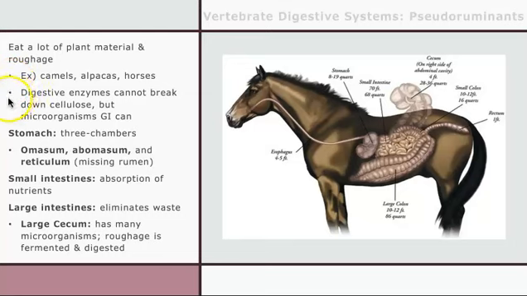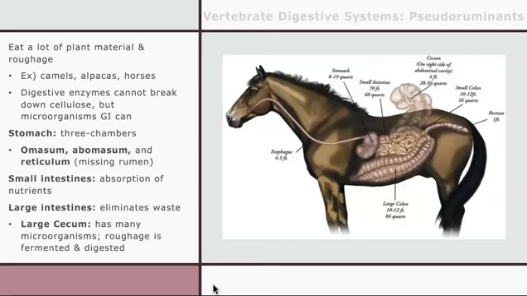And we don't have the digestive enzymes here to break down the cellulose, but we do have a lot of microorganisms within the gastrointestinal tract that are able to break it down. So these animals tend to have 3 chamber stomachs, and that is going to include our omasum, the abomasum, and the reticulum. So we're missing that rumen. And again, the same thing is going to hold true where the abomasum is going to be the true stomach. And just like our previous digestive systems, the small intestines will absorb nutrients and the large intestines will eliminate waste.